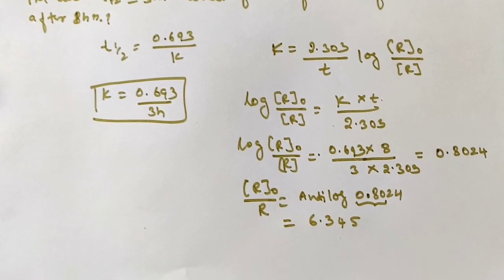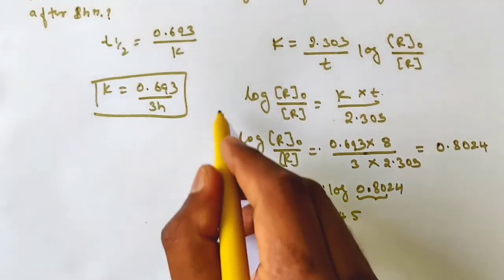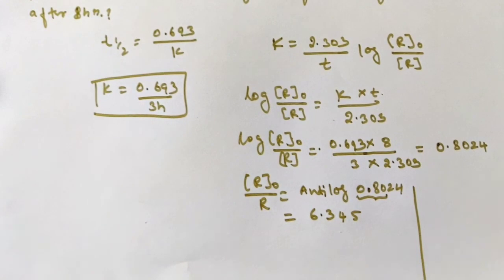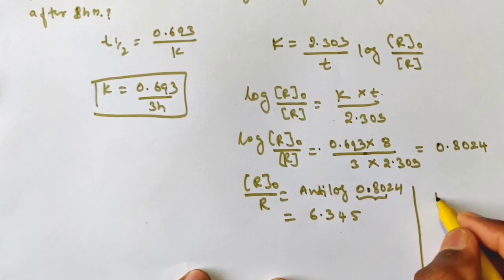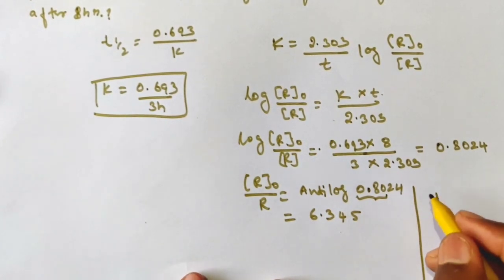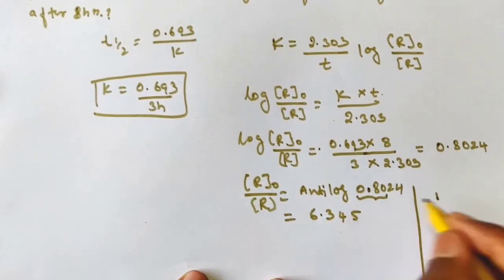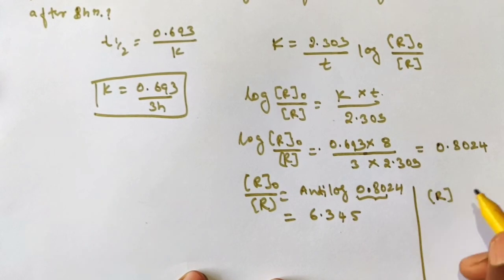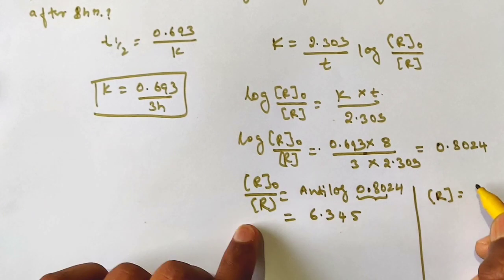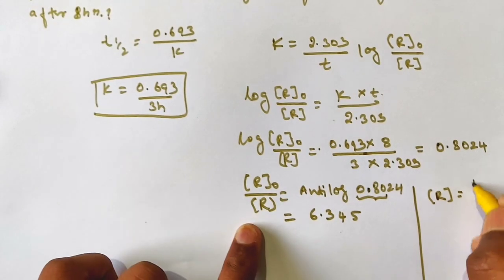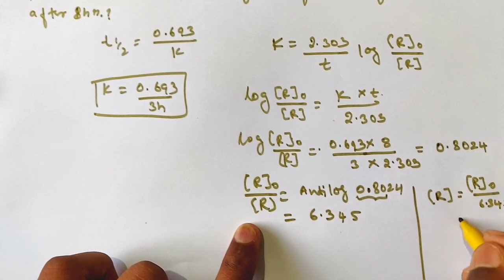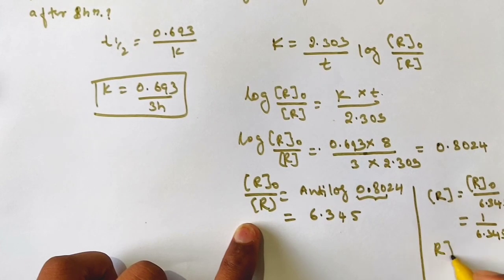So we know the initial concentration. What is the initial concentration? Initial concentration we know, that is 1 molar. So we can substitute this in order to find out the value of R. R is the concentration remaining after 8 hours. So this can be rearranged into R equal to R naught upon 6.345. What is the value of R naught? That is 1 upon 6.345. Then R will be easily calculated.